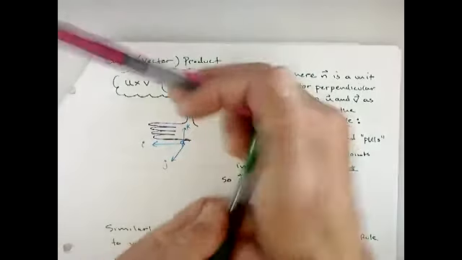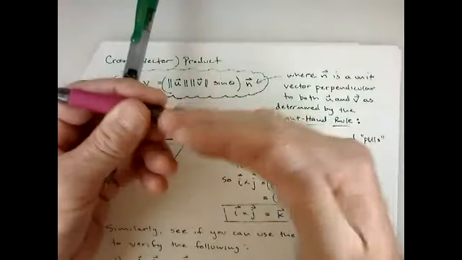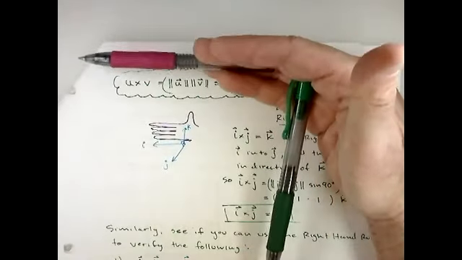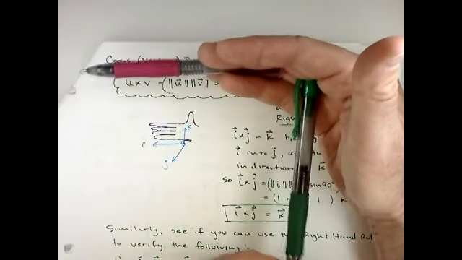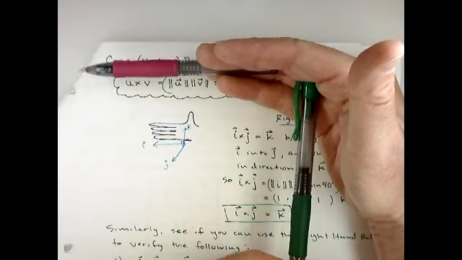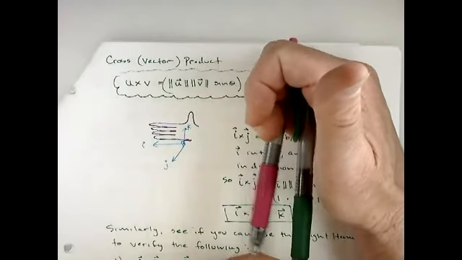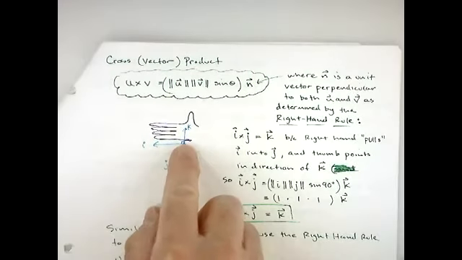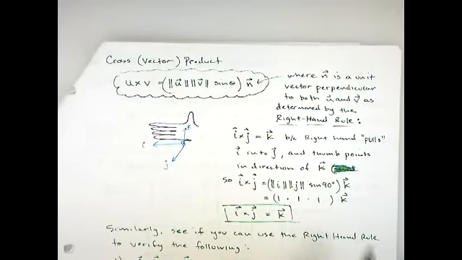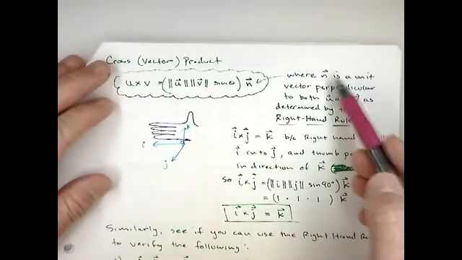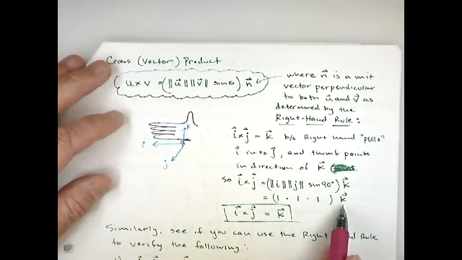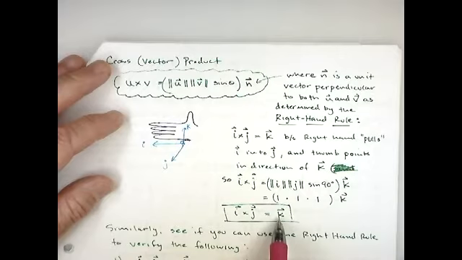So for example, let's see if I can do this. If my two pens are i and j, the pink pen is i, the green pen is j, I have my right hand on i, I'm going to pull it into j like this. And notice my thumb is pointing upward in the direction of positive k. So that would be my unit vector that's perpendicular to both of them according to the right-hand rule. So i crossed with j would be k.